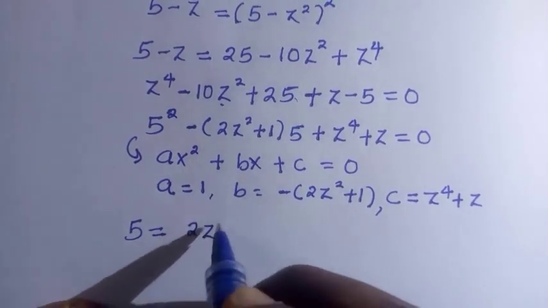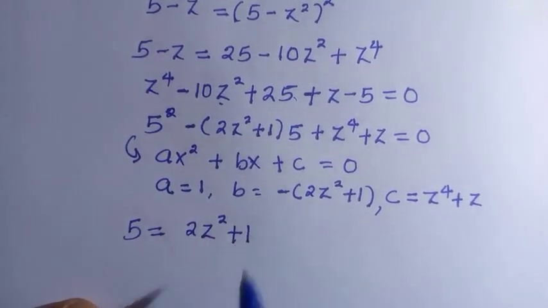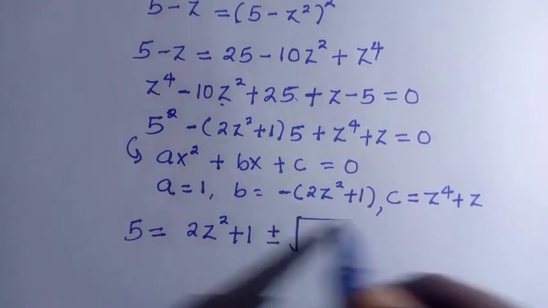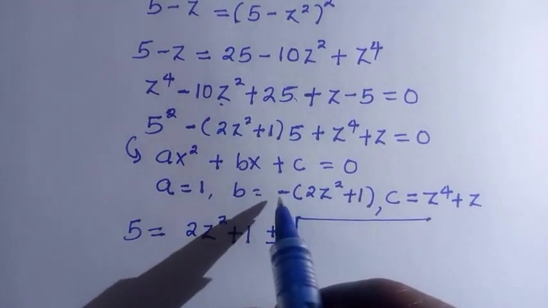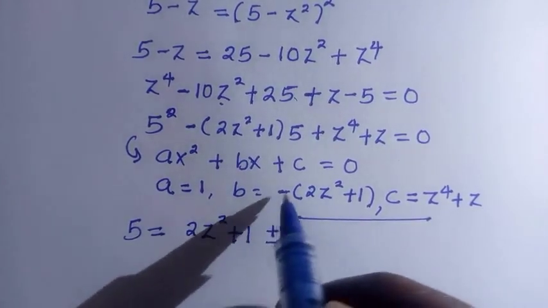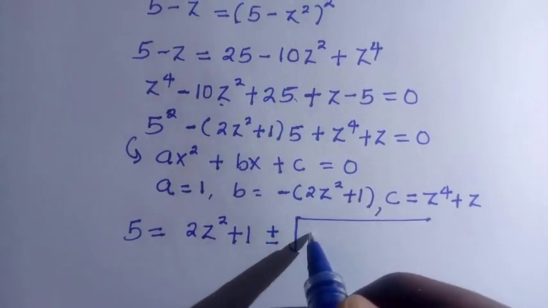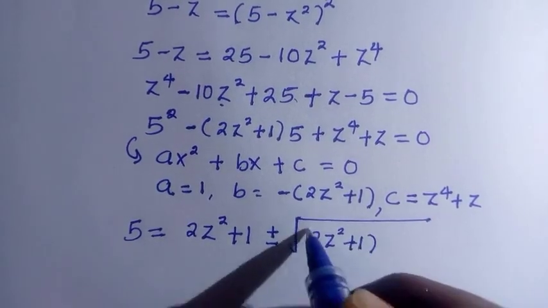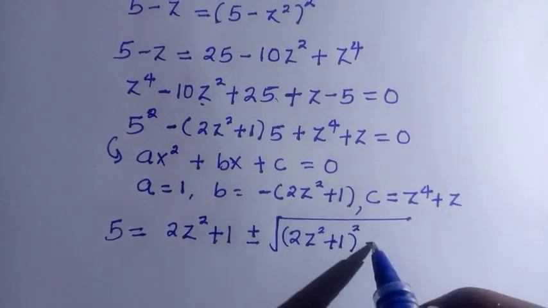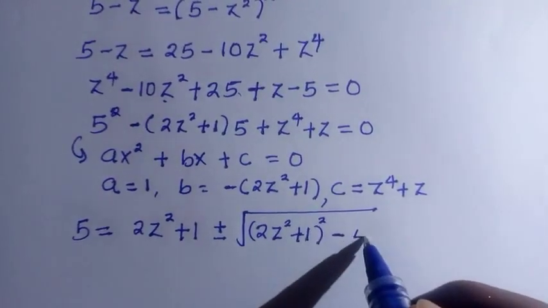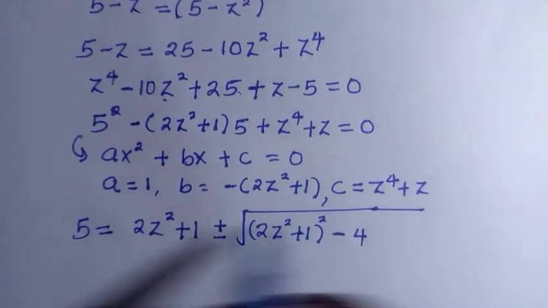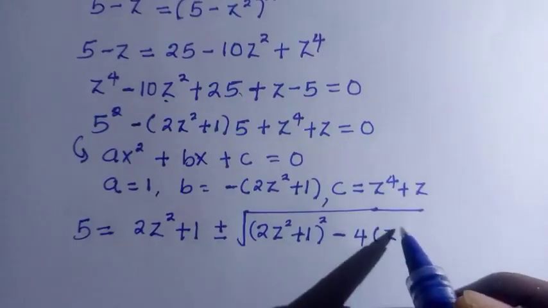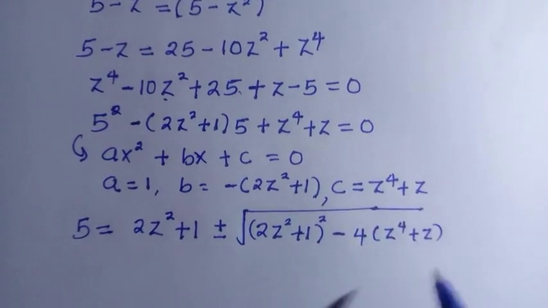Therefore, we have 2z² + 1. So we have plus or minus the square root of b², and the negative here becomes positive because of the square, and in this we have (2z² + 1) all raised to the power of 2, minus 4ac. Here a is 1, so we don't need it, and we have this c, which is z⁴ + z.